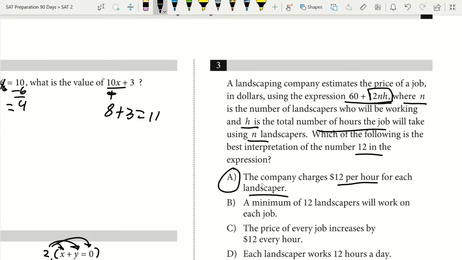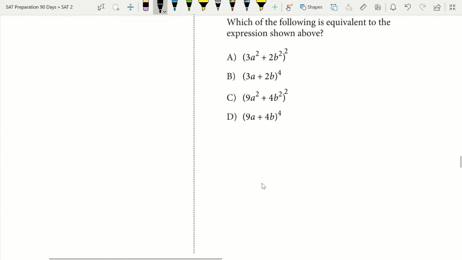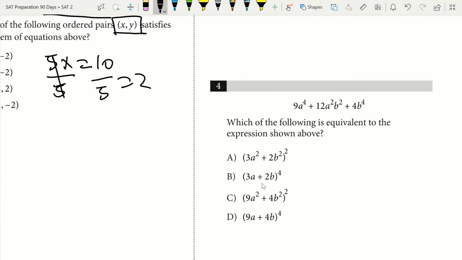Okay, now we can go ahead and move on to question 4. Oh, question 4 is right here. Which of the following is equivalent to the expression shown above? Okay, the first thing I'm looking at is this 9a to the power of 4. I'm going to be looking for a 3a squared and then squaring that. So I see that A's got that. C and D have two options that are unacceptable.